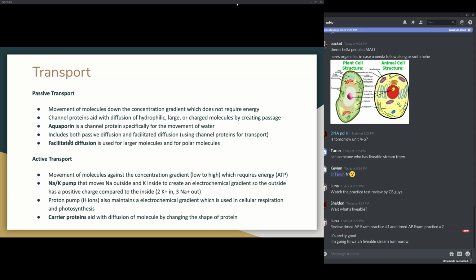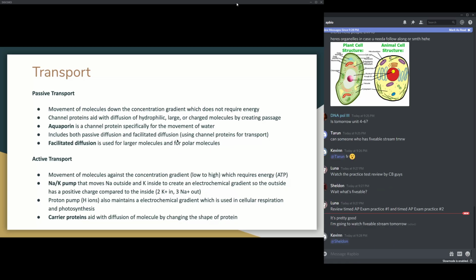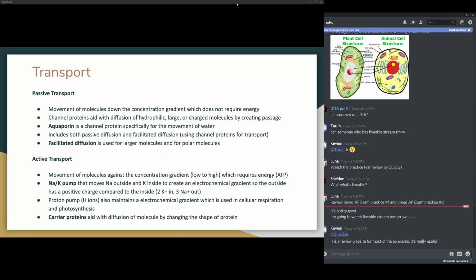Passive transport includes both passive diffusion, which does not use proteins, and facilitated diffusion, which uses channel proteins for transport, like aquaporins. That's basically what facilitated diffusion is: using proteins to allow smaller and larger molecules through the cell. Facilitated diffusion and passive diffusion do not require energy.